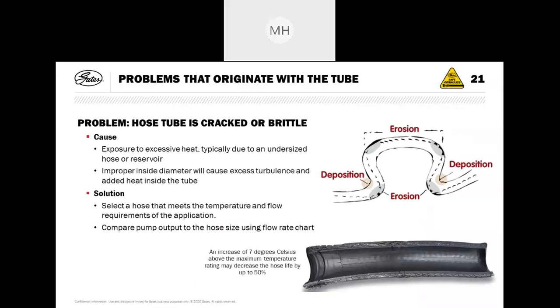Okay, on this one here, we're looking at the hose tube is cracked or brittle. So the cause is exposure to excessive heat, typically due to undersized hose or reservoir. So we were talking about the reservoir, the tank, or maybe the cooler that doesn't have one fitted to that machine. The improper inside diameter will cause excess turbulence and added heat inside of the tube.